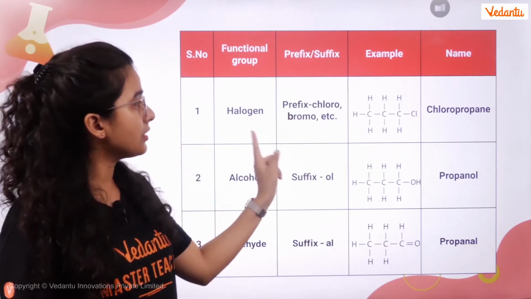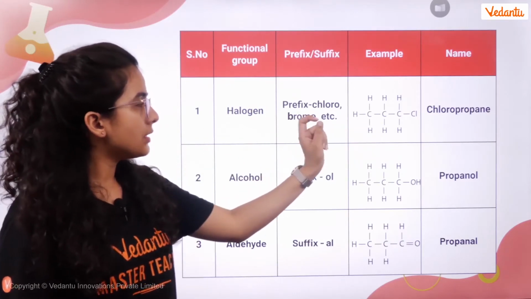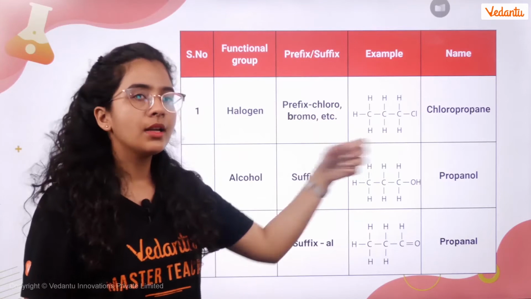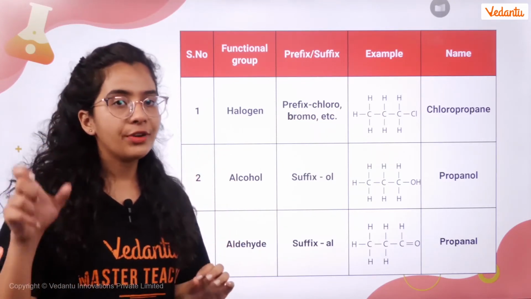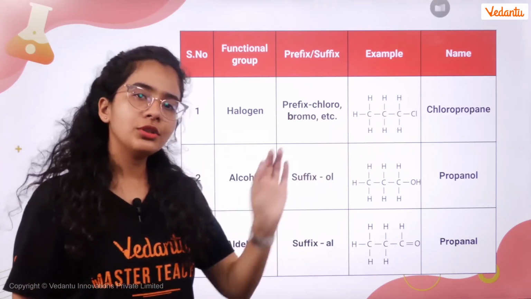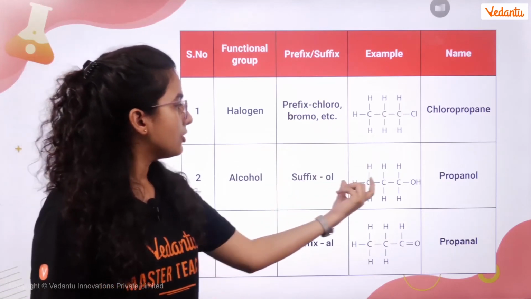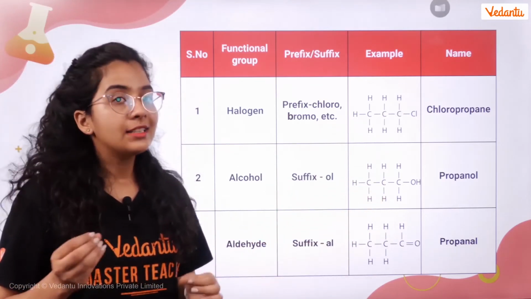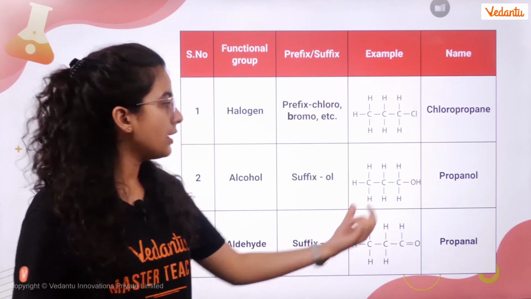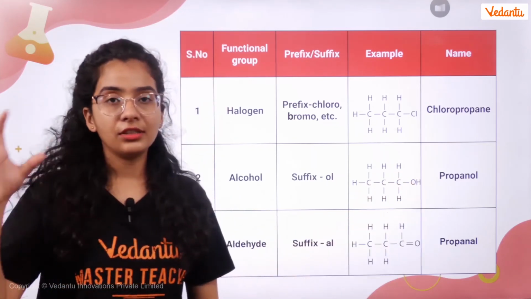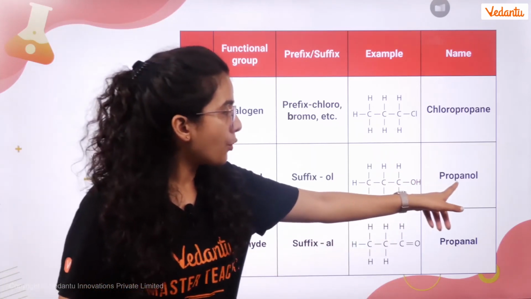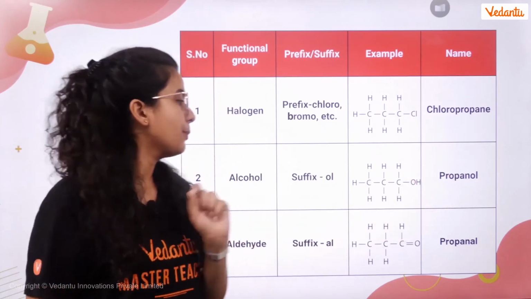So halogen prefixes are chloro, bromo. For example, you see this compound, 3 carbon atoms, prop. Single bond, suffix is ane. Chloro functional group, so this is chloropropane. Here, 3 carbon atoms, prop. Suffix is ane because this is saturated. Alcohol group, so its suffix is ol. So we remove e from propane and then we add ol, so this is propanol.